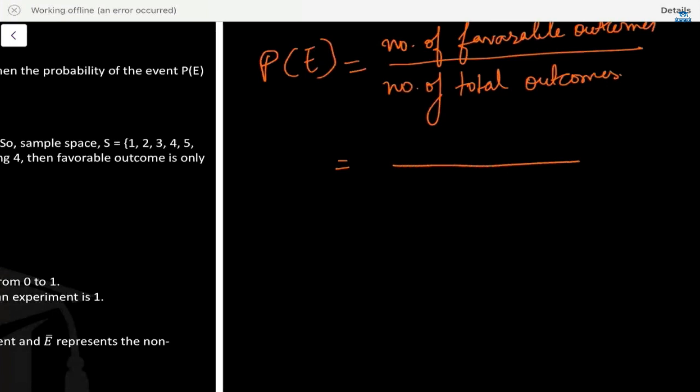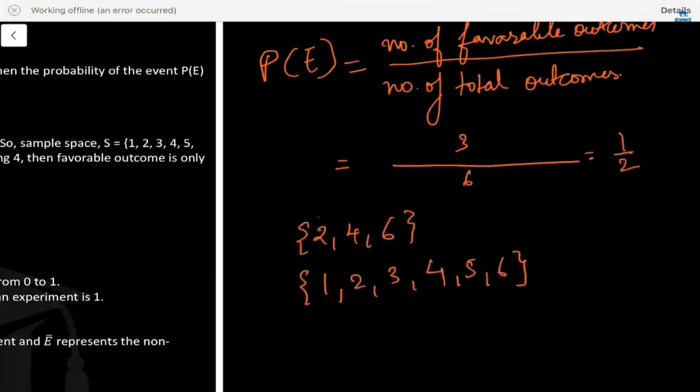And what is the total outcome? How many total outcomes can you get? 6. Yes, 6. So 3 by 6, which gives you 0.5. Favorable outcomes 1, 2, 3, so 3 upon 6. So you will get 1 upon 2. So this is the probability of getting an even number when we are throwing a dice.